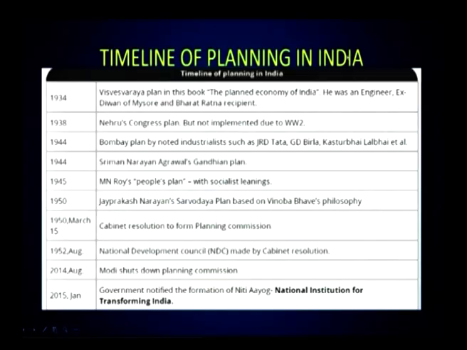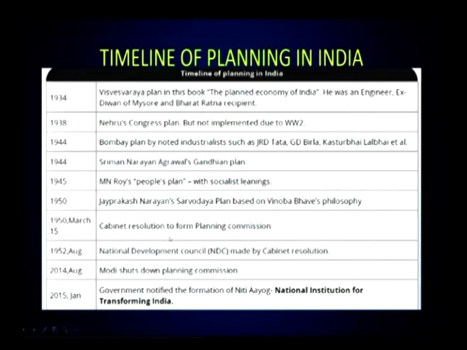Then the timeline of planning in India. 1934, the plan in his book, The Planned Economy of India. He was an engineer, ex-Diwan of Mysore, Bharat Ratna recipient. He prepared the first plan. 1938, Nehru's Congress plan. 44, Bombay plan. 44, Sriman Narayan Agarwal's Gandhian plan. 45, M.N. Roy's People's Plan. 1950, Jayaprakash Narayan's plan.